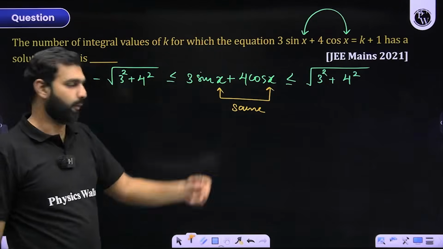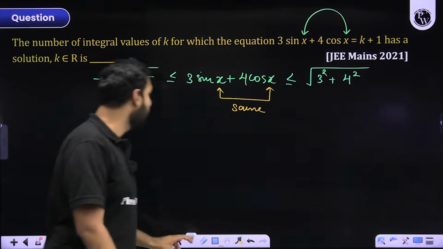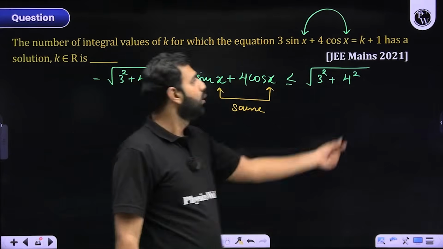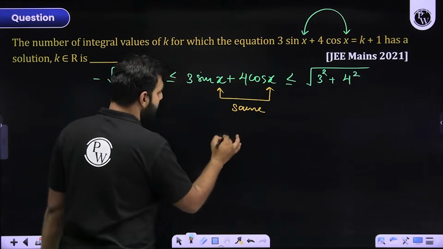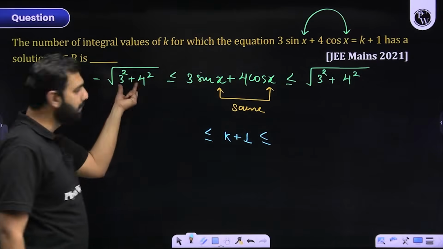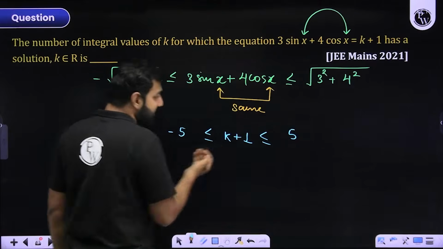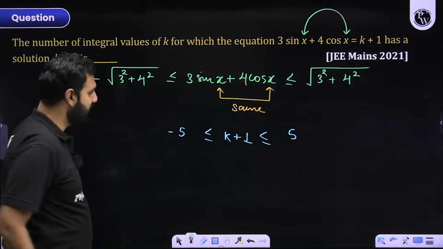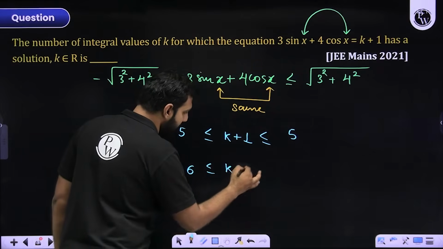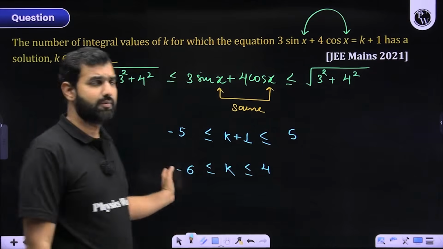Again, how? Look at this example only. How should we use this particular case in this question? Now, please understand this expression 3 sin x plus 4 cos x, which is given as k plus 1. Now we know it lies between minus 5 and plus 5. Can I subtract 1 from all the 3 sides of this inequality? We can. So minus 5 minus 1 is minus 6. This is going to be k, and 5 minus 1 is 4. So k lies between minus 6 and 4.